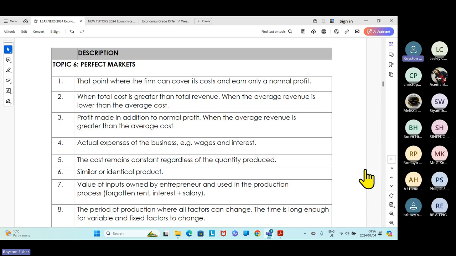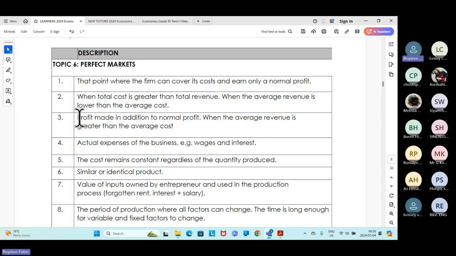So the answers that I've received so far, St. Andrews says it's a loss. So they are halfway there, I would say, in terms of the answer. Versantekraal says it is an economic loss, and they are correct. So that's why I said St. Andrews is halfway right with number two, because the first part of the question tells you here, when total cost is greater than total revenue, and we all know that already, if your cost of operating is greater than your income, then you'll make a loss.